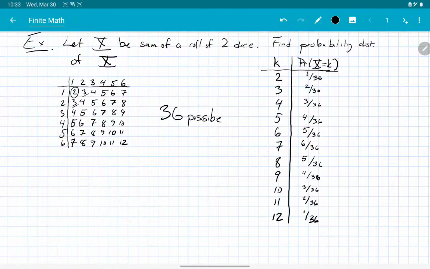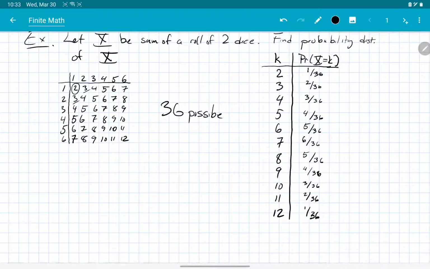The probability that X is equal to 6 is 5 out of 36, a little less than 1/6. The probability that X is equal to 7 is 6 out of 36, exactly 1/6. Okay. Now, this may seem like a pointless question to ask, but you could perhaps see a little bit of the power of the way this works.